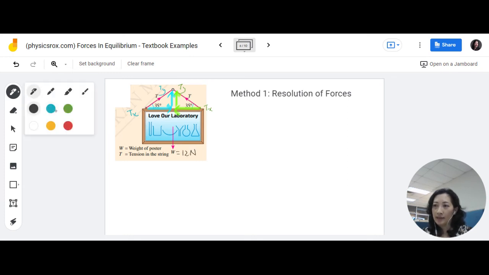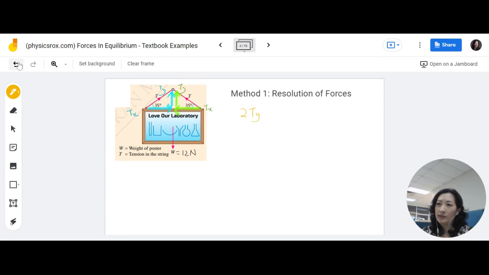And to solve this, we can see that both Ty's are acting upwards opposite to W. So 2Ty, let's use a darker pen because that's not very visible. 2Ty equals W. And we know that W is 12. So that means 2Ty equals 12. That means each Ty is 6 Newton. Now this is of course not the answer. We're still looking for T, but now we know what Ty is.